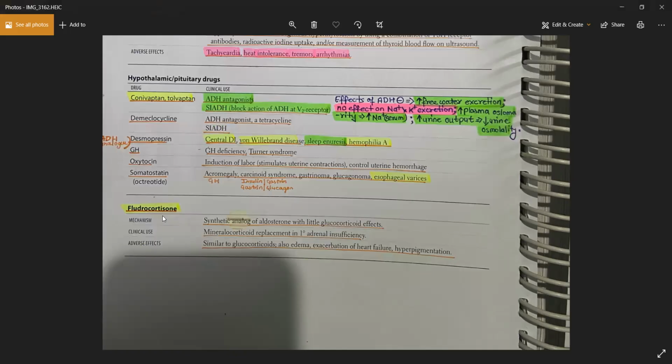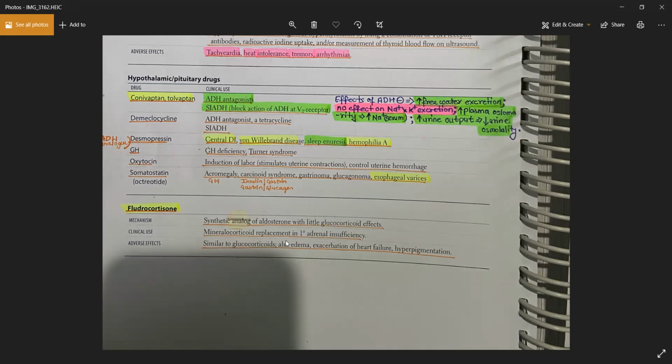Then comes the steroid, which is fludrocortisone. Okay, it is a synthetic analog of aldosterone with a little glucocorticoid effect, generally useful for primary adrenal insufficiency, for mineralocorticoid replacement. Adverse effects: because it has a little glucocorticoid activity, it has adverse effects just like the glucocorticoids. It can cause central fat, peripheral wasting, poor wound healing, high BP, high glucose.